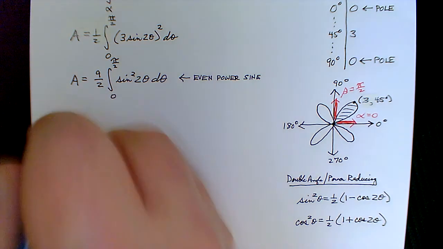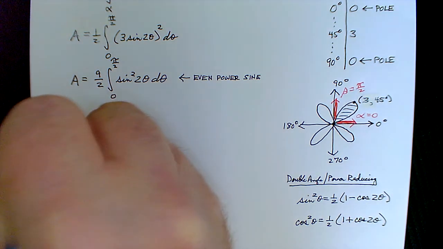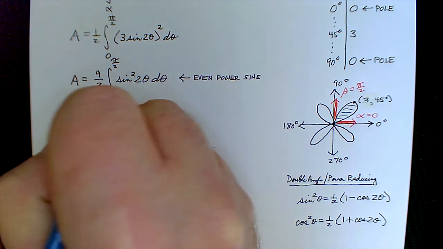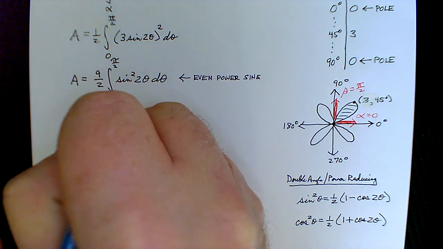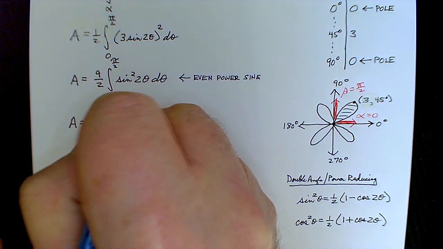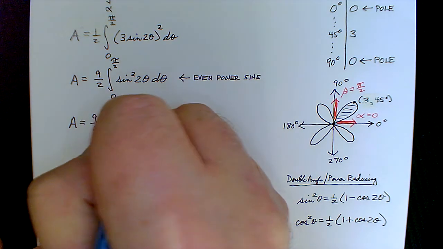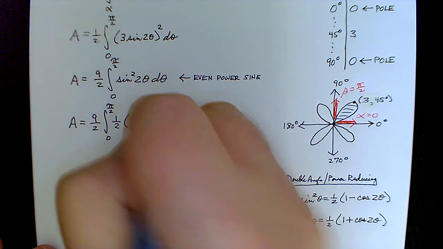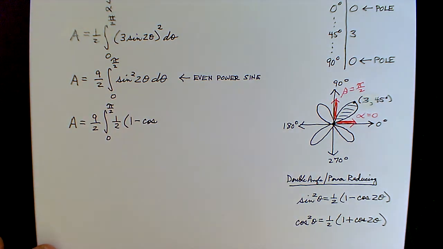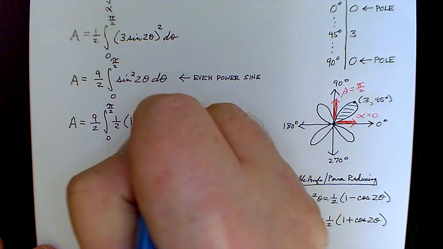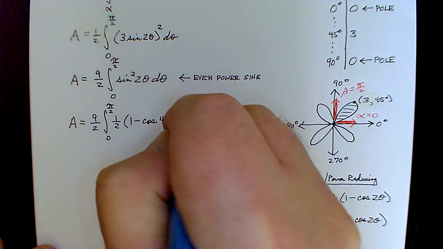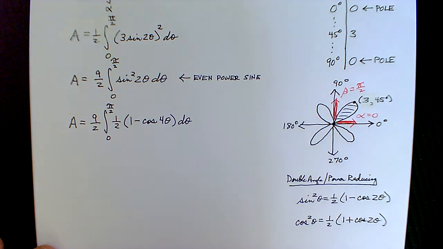Okay, so we replace sine squared by the identity. So 9 halves integral 0 to pi over 2, 1 half times 1 minus, and then it's the cosine of twice the angle. So we have to double this angle 2 theta. So that becomes 4 theta with respect to theta.